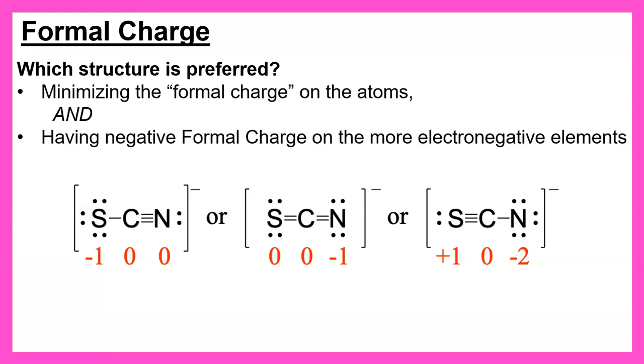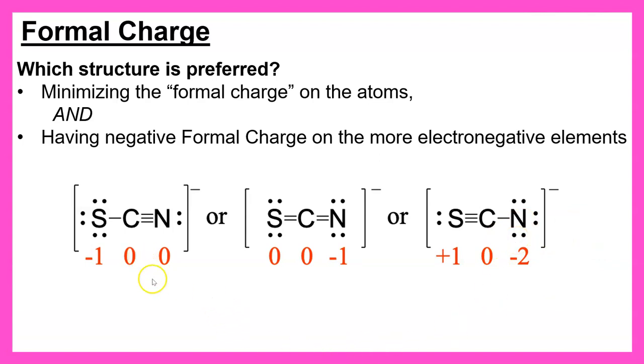So thinking about the first bullet here, we want to have the smallest formal charges. If you look at the left and the middle, we have zeros and ones. But on the right, we have a 2 over here. That's bigger. So that's not good. The one on the right's not so good.